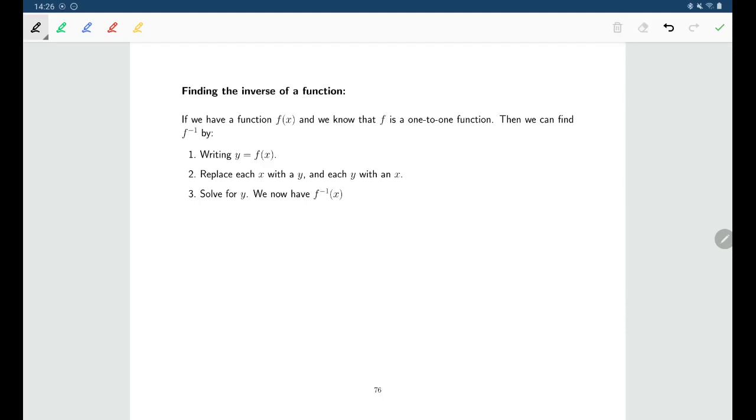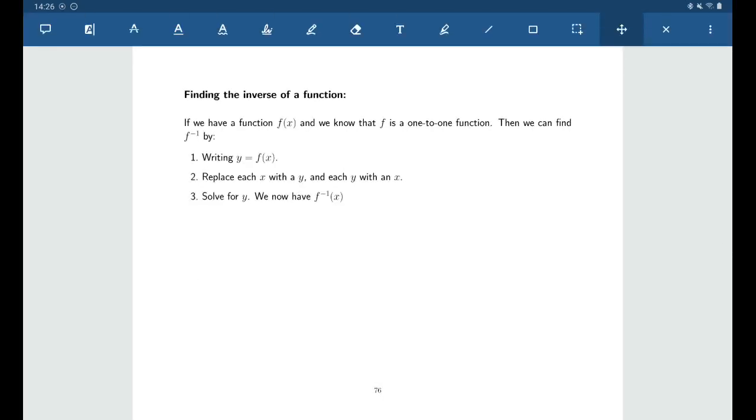Okay, so we're going to do a couple of examples of this where we're going to find the inverse of a function. It's always the same process, always the same procedure. We start off by writing our function as y equals. We switch the x's and the y's. Then we solve for y. And once we've solved for y, there we go. We've found our inverse.